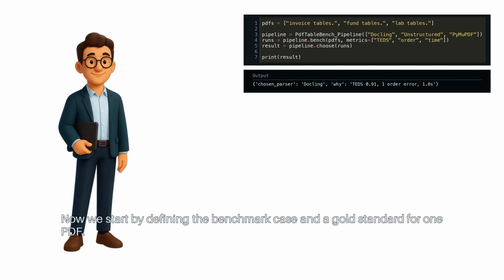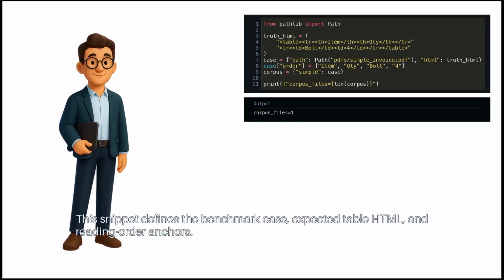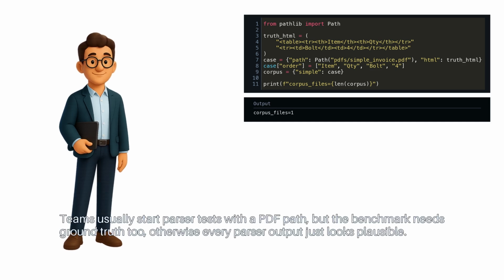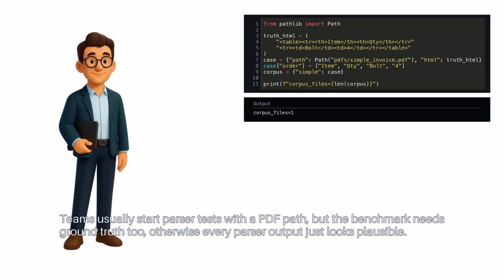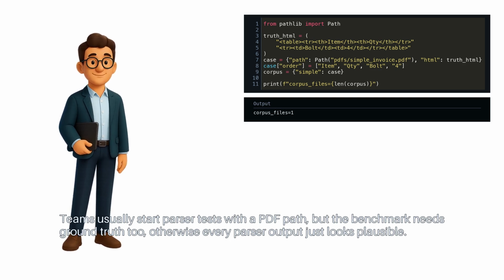Now we start by defining the benchmark case and a gold standard for one PDF. This snippet defines the benchmark case, expected table HTML, and reading order anchors. Teams usually start parser tests with a PDF path, but the benchmark needs ground truth too. Otherwise, every parser output just looks plausible.